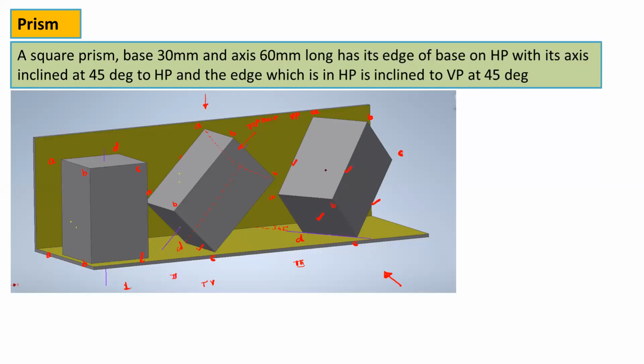The only hidden edge from the front direction is this edge. This is the point D. So DD, this vertical edge, will be hidden. And of the edges of the top base, one is AD, so this will be hidden, and CD will be hidden. So these three edges will be hidden from the front view.